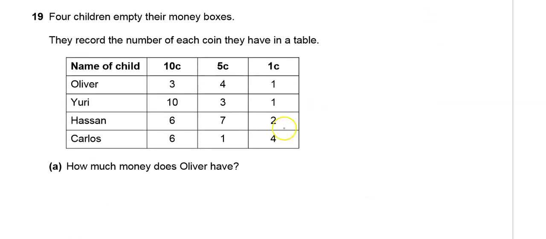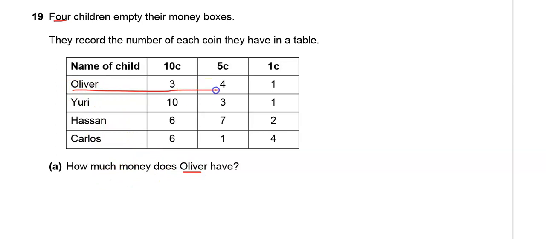Question number 19. 4 children empty their money boxes. They record the number of each coin they have in a table. They have coins 10 cent, 5 cent, 1 cent. And Oliver, Yuri, Hassan, and Carlos have got this number of different coins. How much money does Oliver have?